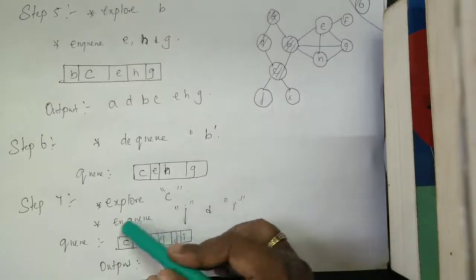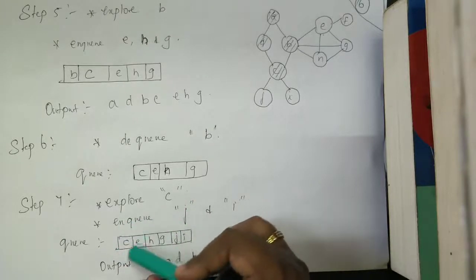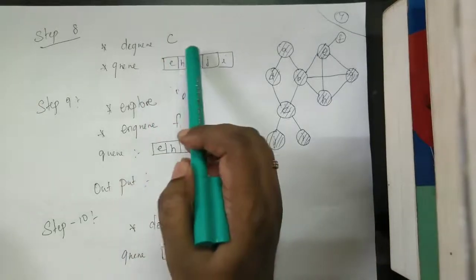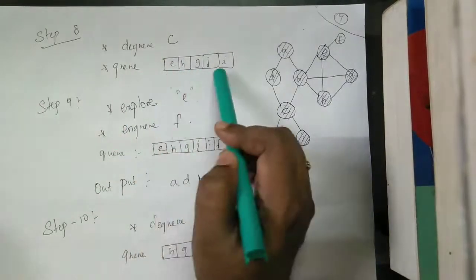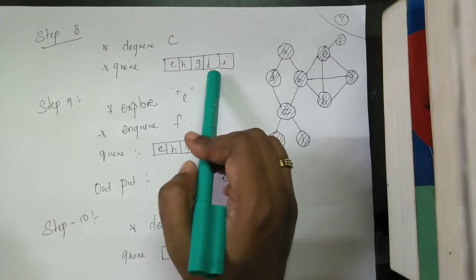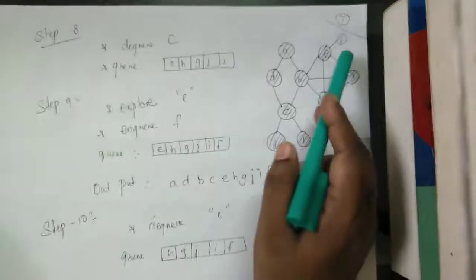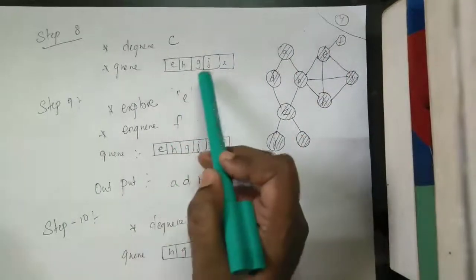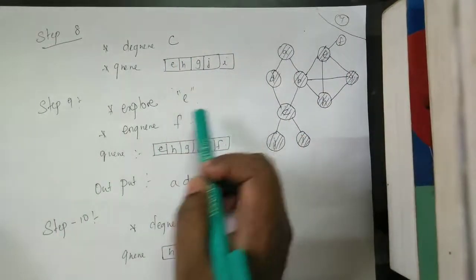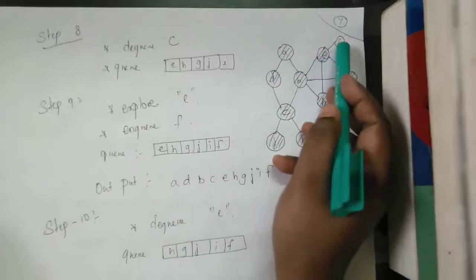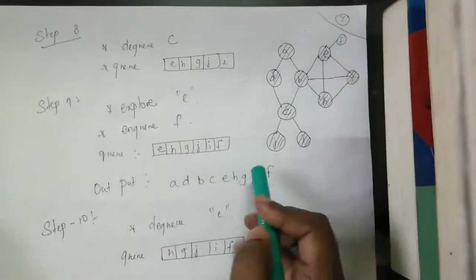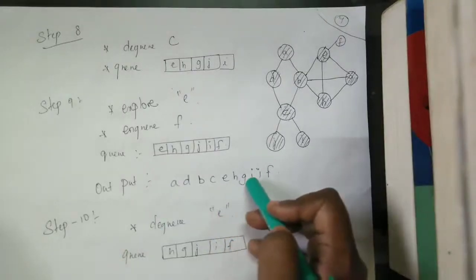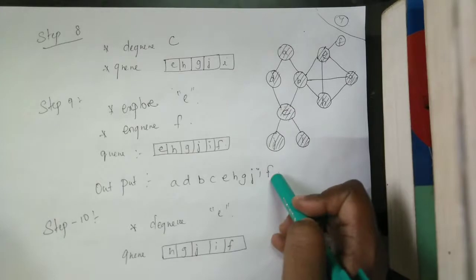In the next step we will be DQing C. Yes, the vertex C is DQ'd. So now the queue has these many vertices. All the vertices except F are visited now. So now we got to explore E. When we explore E, we have only one vertex, that is F, that is added to the output. So now the output is A, D, B, C, E, H, G, J, I and F.